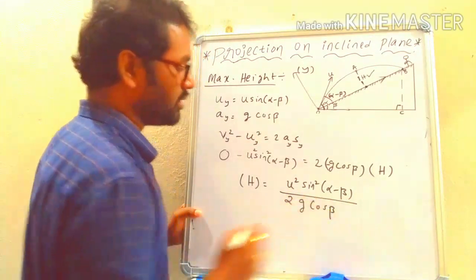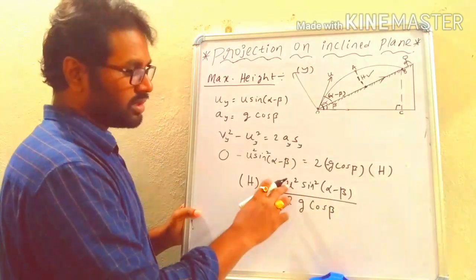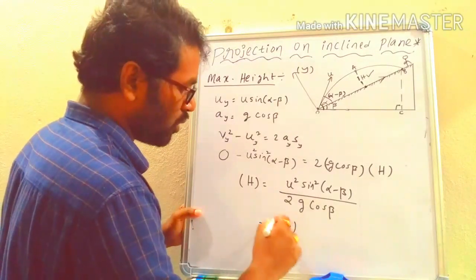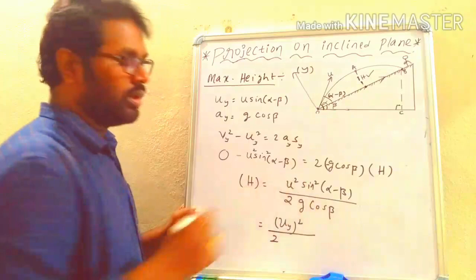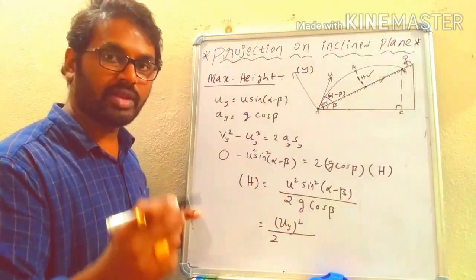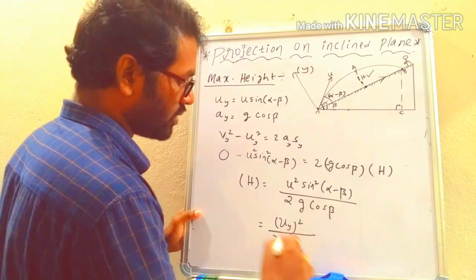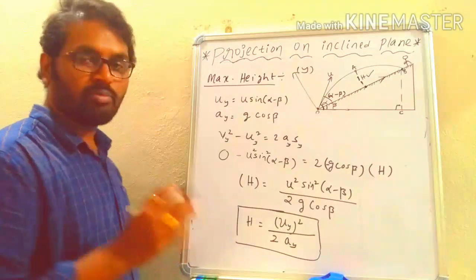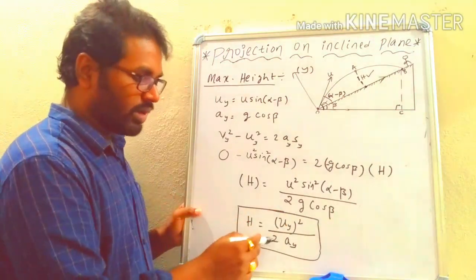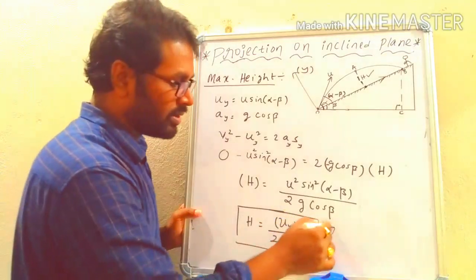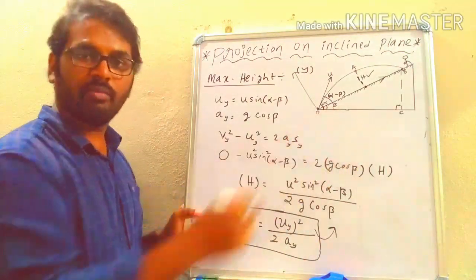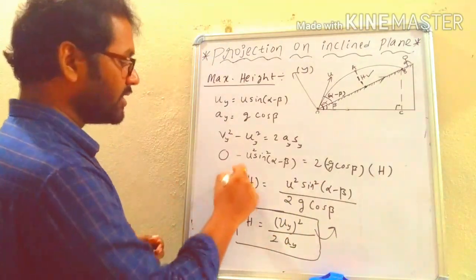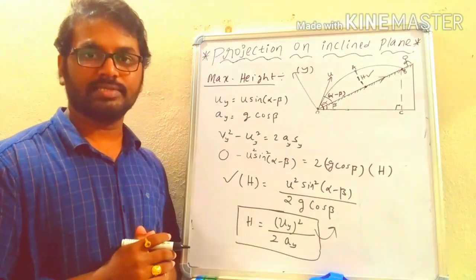Or you can write it as, what is u sine of alpha minus beta? It is uy. So simply you can write it as uy square divided by 2 into g cos beta, the component of gravity along the y-axis, named ay. So in simple terms, to remember, you can write maximum height as uy square divided by 2 into ay. Later we can replace uy with u sine of alpha minus beta, and ay with g cos beta. From this, you will get the maximum height in this case.